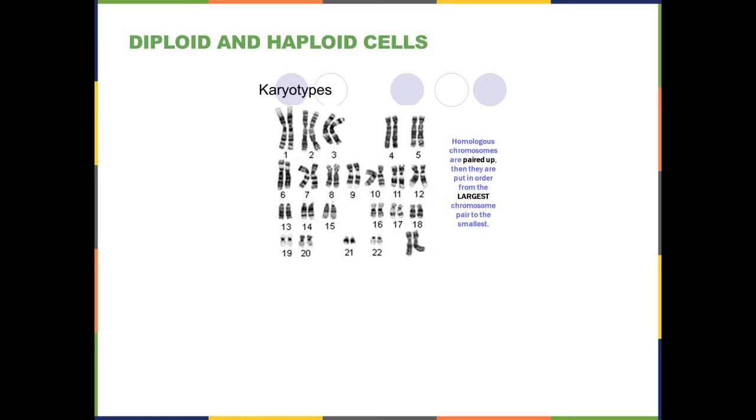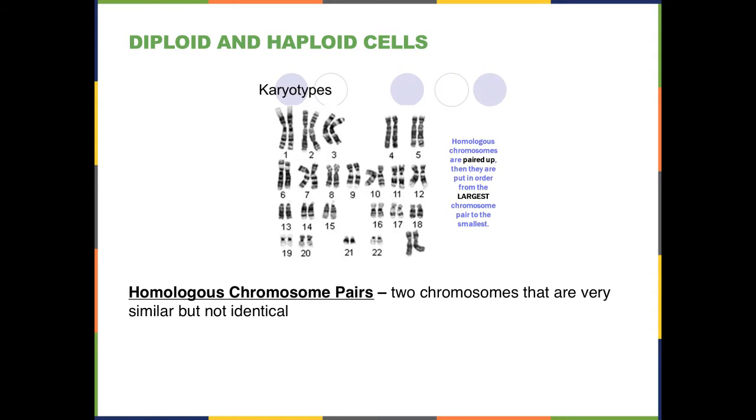Now, in order to understand the next part, we have to understand chromosome typing and how chromosomes are paired together. The human has 46 chromosomes, and the 46 chromosomes come in pairs, okay? And those pairs are called homologous chromosome pairs.